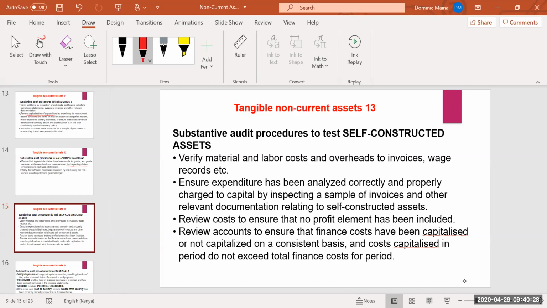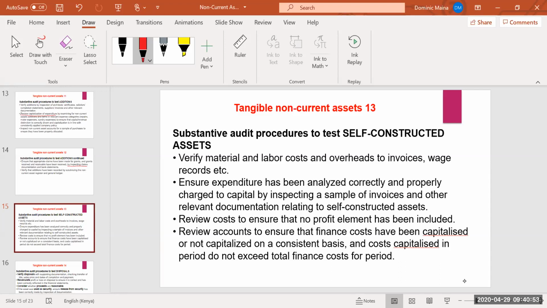Now how do you audit those assets? There's no purchase invoice, for example, because the company didn't purchase this building; the company itself constructed it from scratch. One of the ways you can audit is to verify material and labor costs to the invoices and wage records that the company incurred during the construction of that asset.